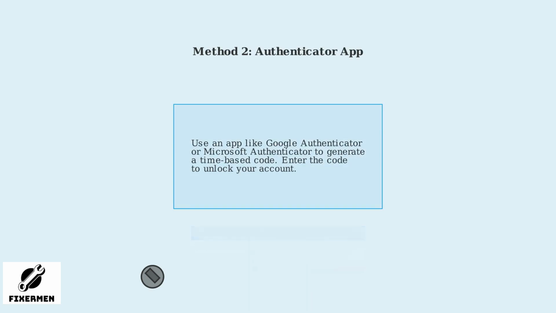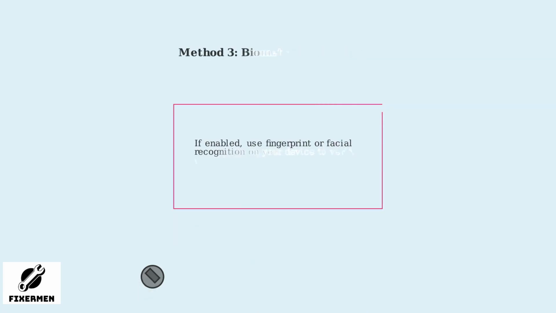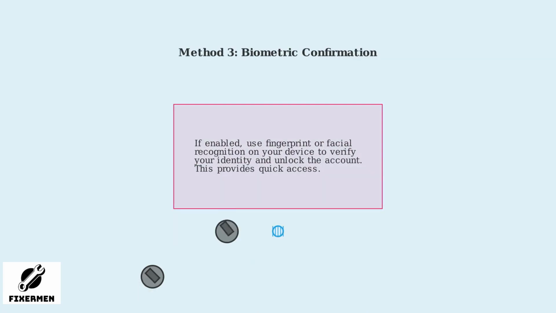Another method is using an authenticator app. Apps like Google Authenticator or Microsoft Authenticator generate a time-sensitive code on your device. Open the app, enter the code on the login screen, and your account will unlock. Biometric confirmation is available if you've set it up on your device. Use your fingerprint or facial recognition to verify your identity quickly and unlock your T-Mobile account without entering codes.